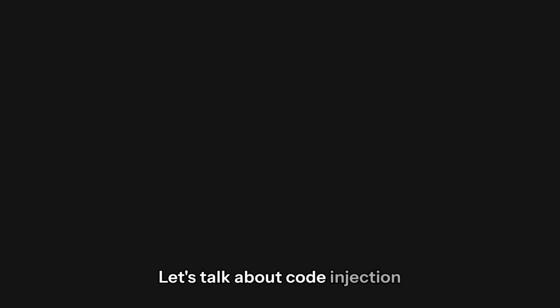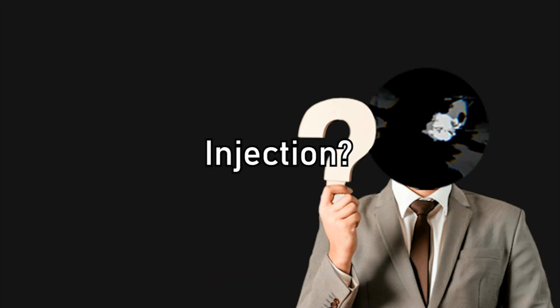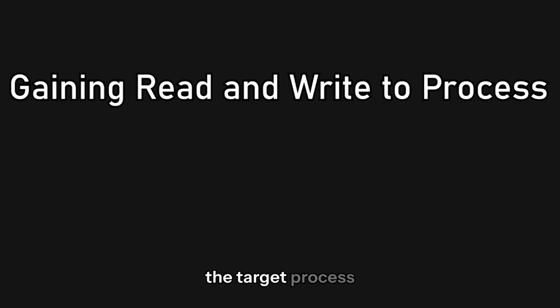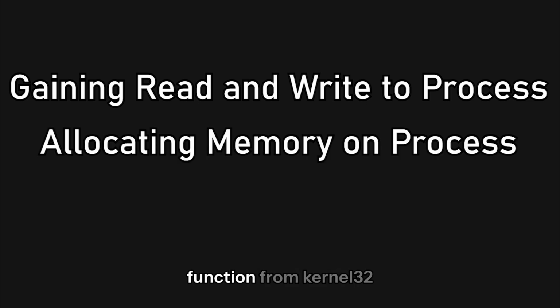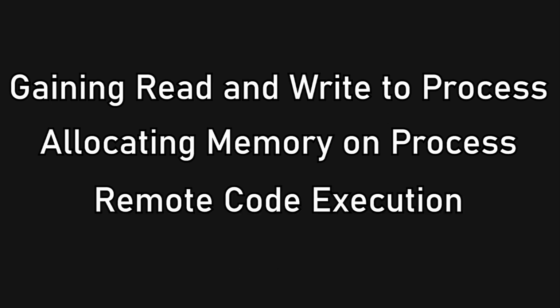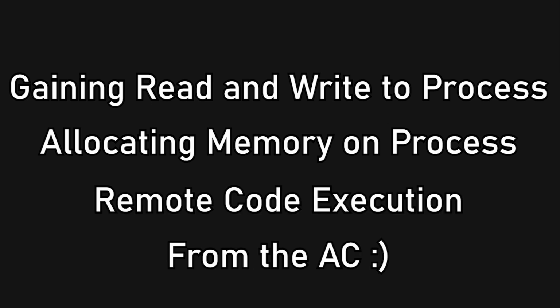Let's talk about code injection. Basically the foundation of internal cheats. How does injection actually work? When performing code injection, you need to deal with 4 problems. The first problem, gain read-write access to the target process. Second, allocate memory, usually using the VirtualAlloc function from kernel32. Third, remote execution of code. And fourth, making all of that hidden against anti-cheats like Vanguard and Easy Anti-Cheat.